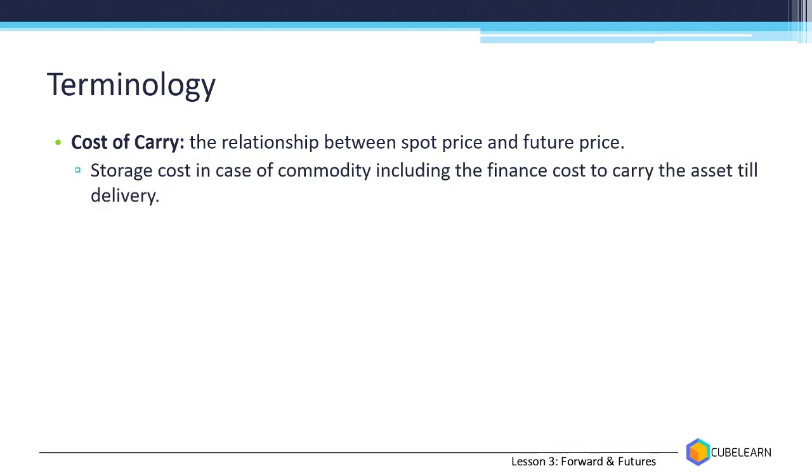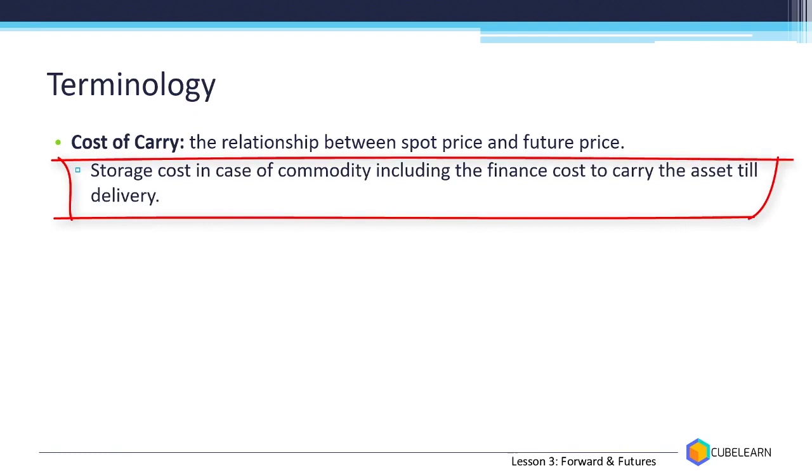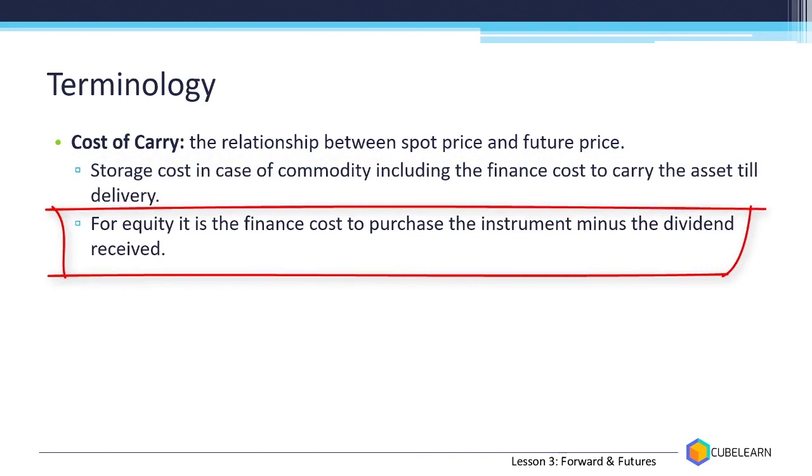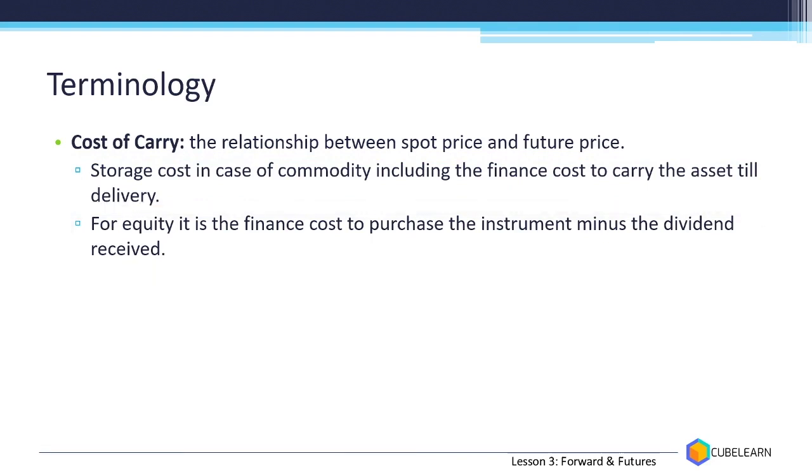Commodity cost of carry can include cost of funding and storage cost of the commodity. For equity, it is the finance cost to purchase the instrument minus the dividend received of the instrument.